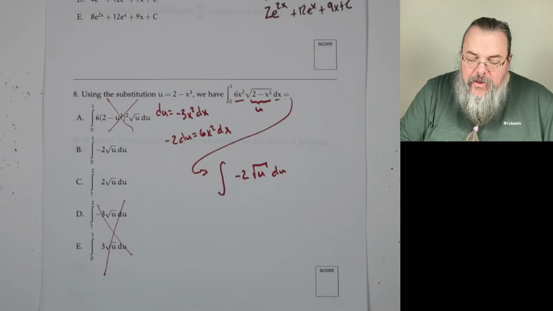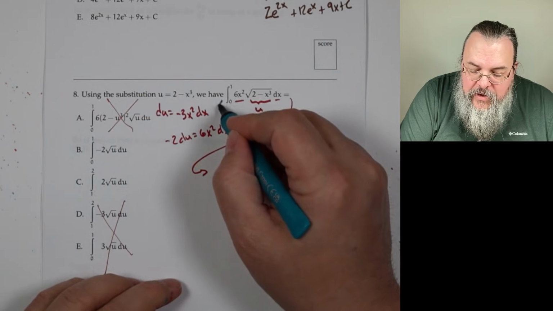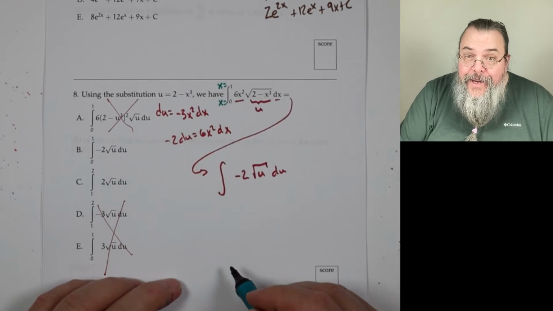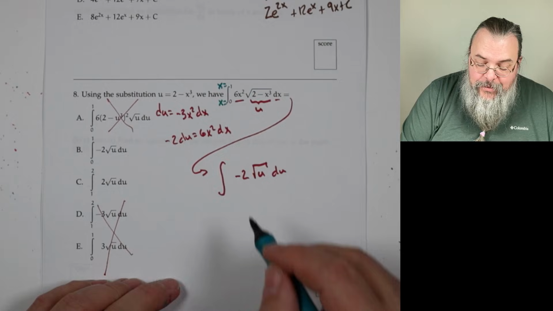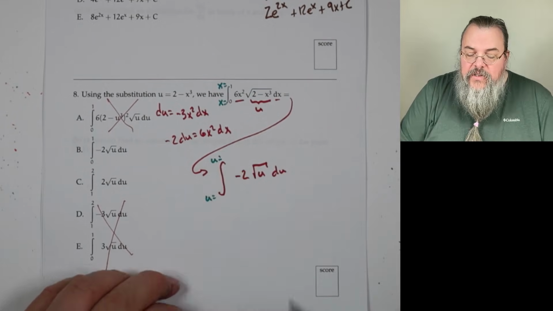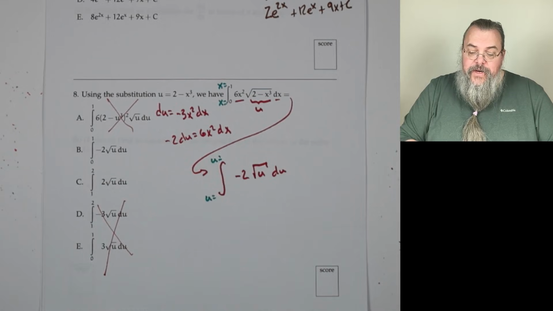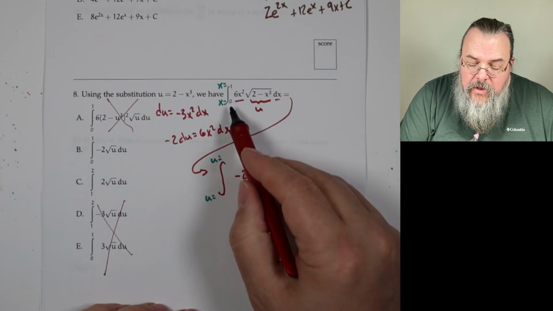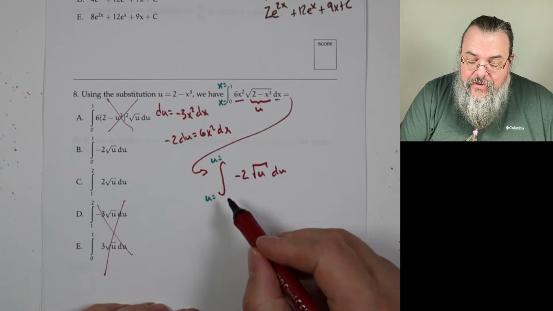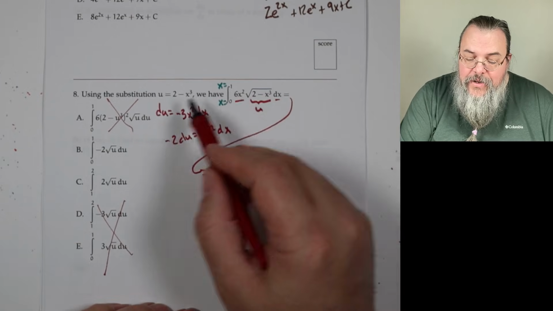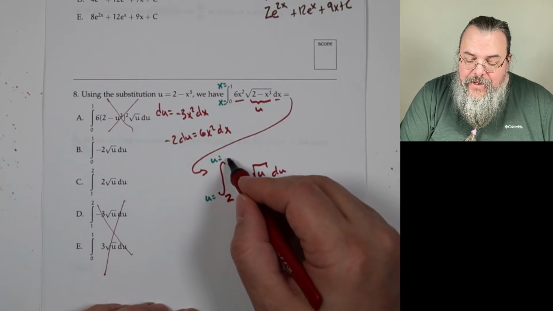Because remember, these 0's and 1's aren't just random numbers. These are x bounds. x equals 0 to x equals 1. We need u bounds. So let's update our u bounds. When x equals 0, what does u equal? Well, 2 minus 0 cubed is 2. When x equals 1, 2 minus 1 cubed is 1.